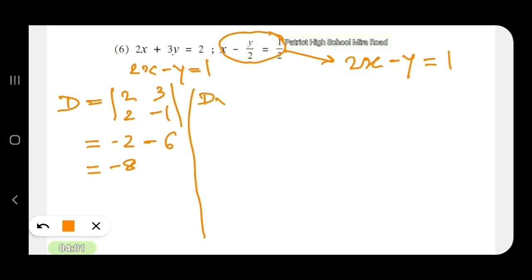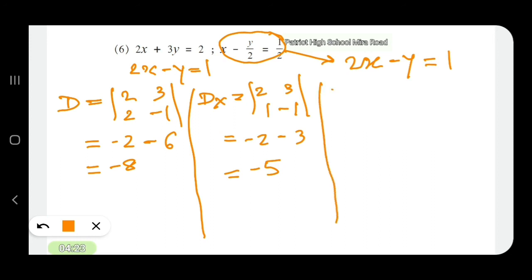Dx, the third column and the second column. Determinant dx is equal to minus 2 minus 3. It will be minus 5. Dy is equal to the first column 2, 2 and the third column 2, 1. So it will be 2 minus 4. It is minus 2.